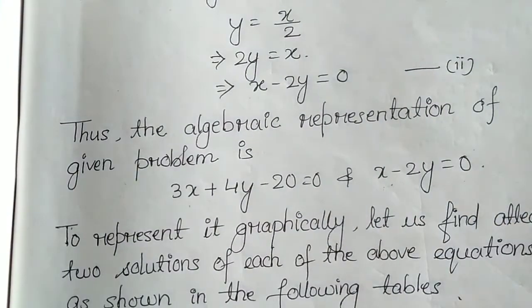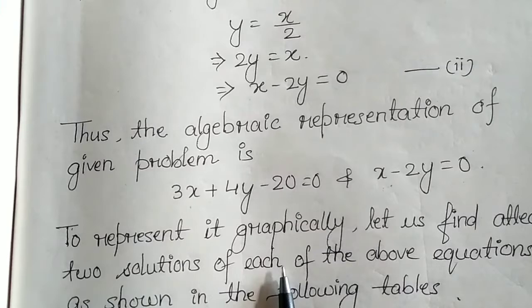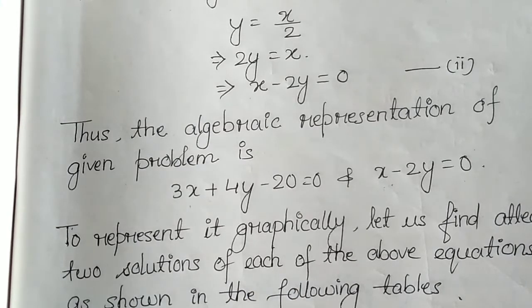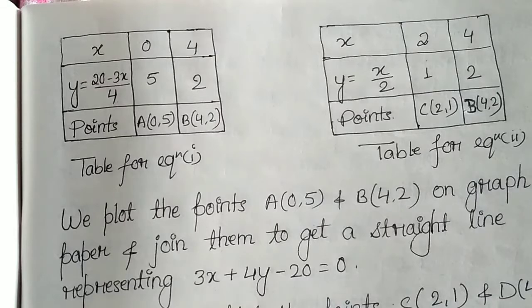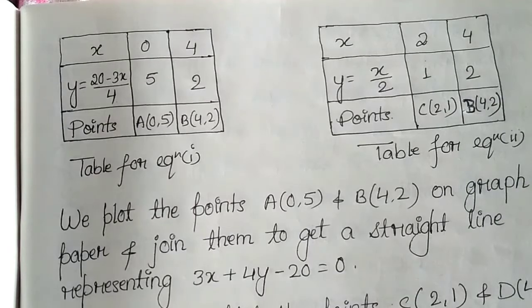To represent this situation graphically, we have to consider 2 points for each of the linear equations in 2 variables in order to draw a line. And we did this in class 9, how to find the solution of a linear equation. So let's see once again.